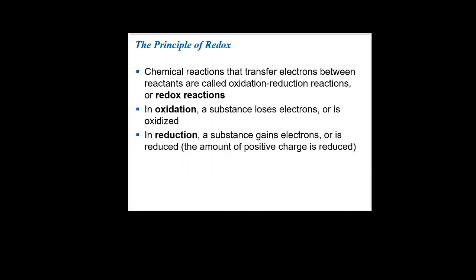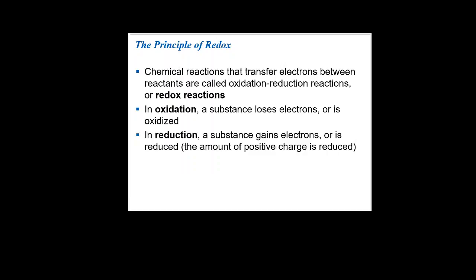In oxidation, a substance loses electrons, or it's oxidized. In reduction, a substance gains electrons, or it's reduced. It's important to note that adding electrons is called reduction. I know it seems opposite, but remember that adding negatively charged electrons to an atom reduces the amount of positive charge on that atom. So it can still be reducing it, even if you're adding something.